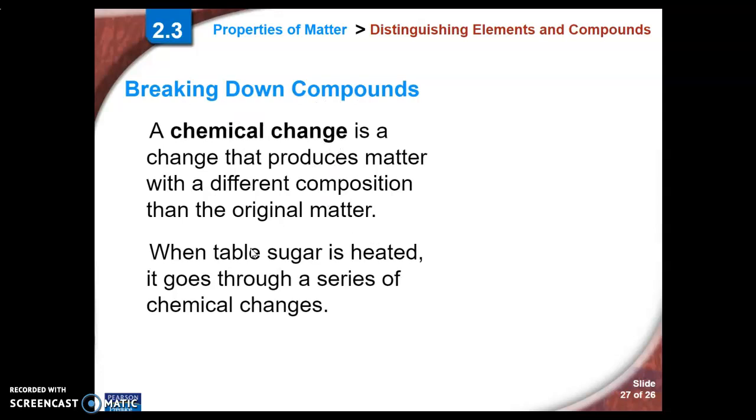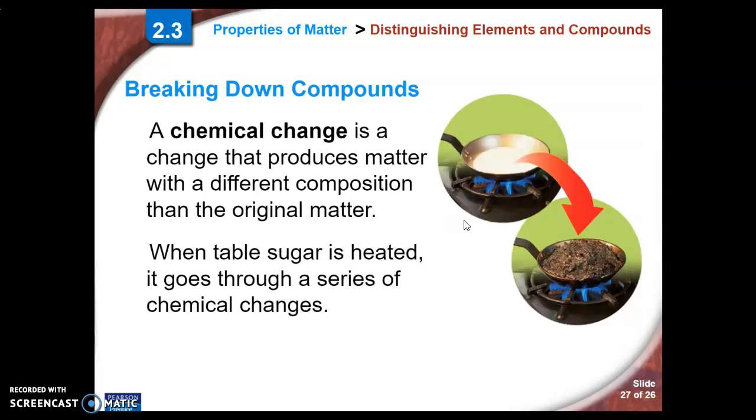Chemical change, for example, you have sugar. Sugar is a compound. If you heat it, you are applying a chemical process here. It's going to go through a series of chemical changes. It's going to turn to a black compound, and you will see some water at the bottom of the pan. So that is a chemical change.